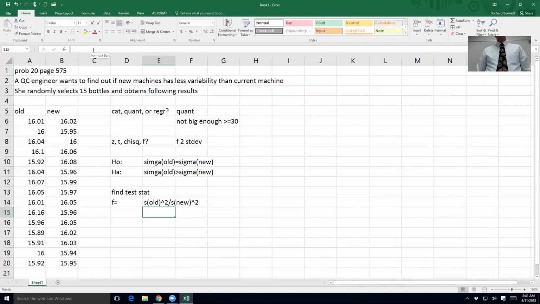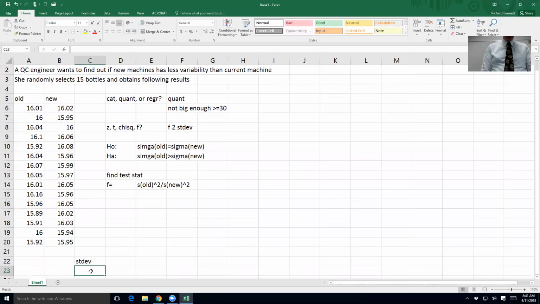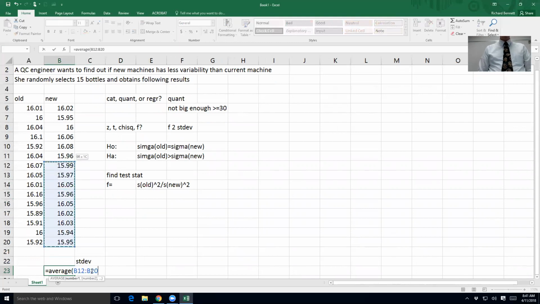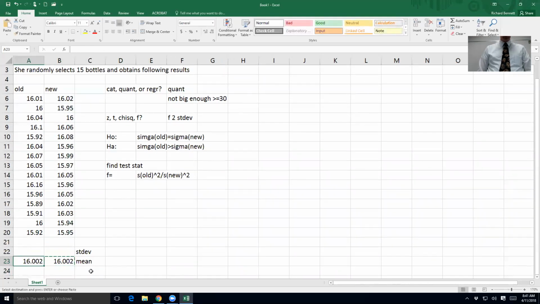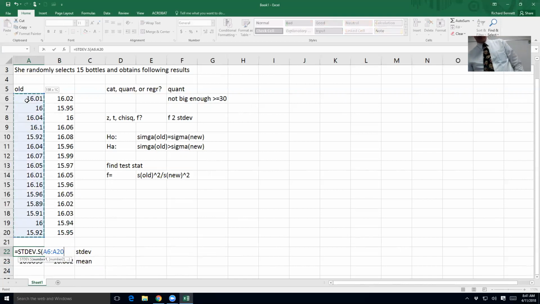So of course, what do I need to find out now? I need to find out the standard deviation. Now, here's what I would recommend. You probably also want to find the mean. Even though you don't need it for this problem, wouldn't it be interesting to see if the new machine was off, because the label claim is 16 ounces. Oh, that's pretty close. That's really close, okay? So both of them are filling up the machines properly. But we're trying to check the variability of both of these.